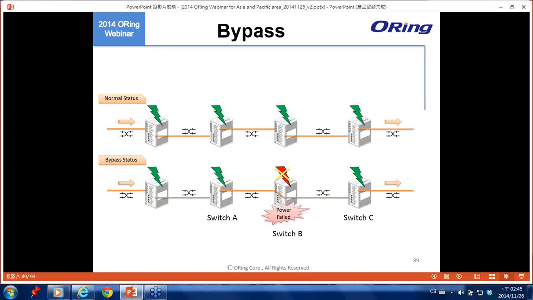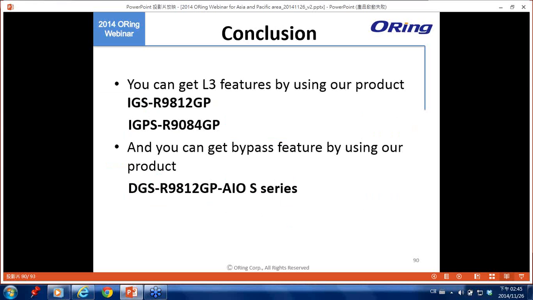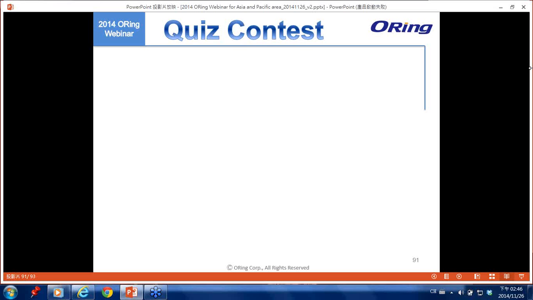So it's time to make the conclusion. You can get the layer 3 feature by using our products IGS R9812GP and IGPS R9084GP. And you can get the bypass feature by using our product TGS R9812GP IAO S series. Thanks.